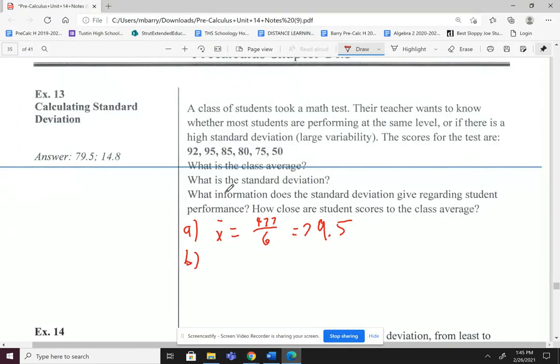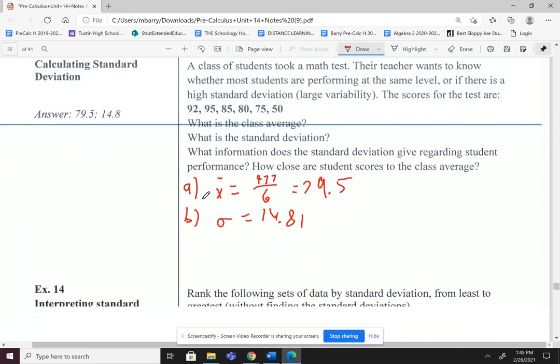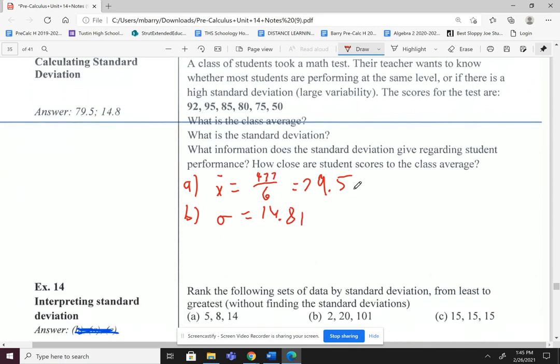Okay. So the standard deviation is 14.81. What information does the standard deviation give regarding student performance? How close are the student scores to the class average? So on average, they're about 15% away from the class average. So I would say these are fairly spread out, fairly high variability, let's call it. The average student is about 15 points away from the average. So we have a lot that are above and a lot that are kind of way below.